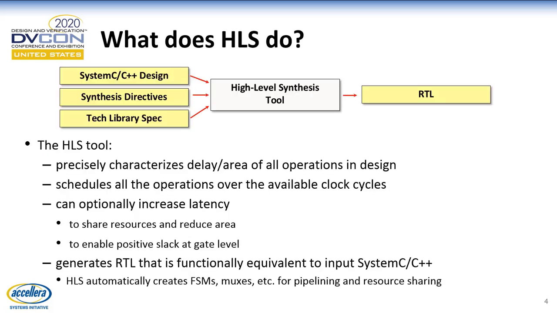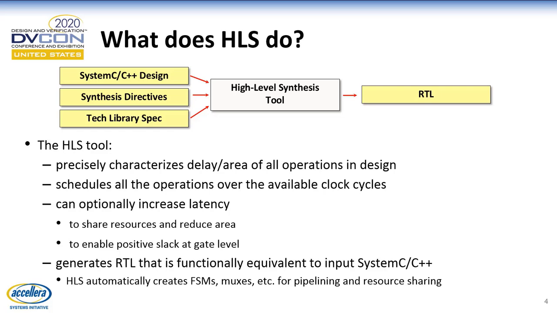In a nutshell, what high-level synthesis does is it takes input, which is either SystemC or C++ models, and a set of synthesis directives, and a technology library spec, which might be something like, I'm using TSMC 7 nanometer, or I'm using Xilinx Stratus, or whatever. And I want to synthesize that into RTL that is going to have good QOR and is going to meet my power, performance, and area targets and so forth.